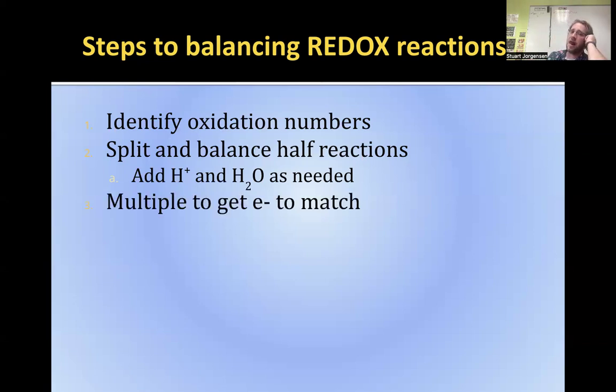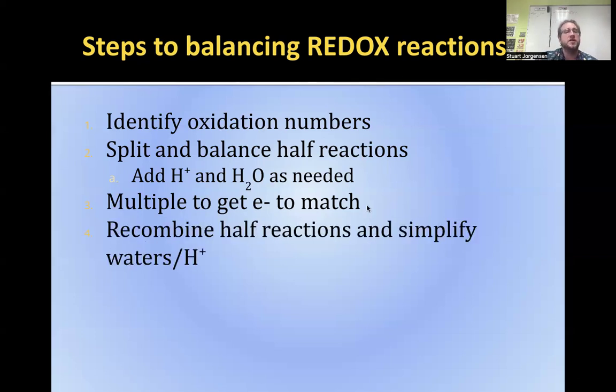Cool. Then you've got to get your electrons to match. We saw this yesterday where we multiply our two halves so that the number of electrons lost by the oxidation reaction matches the number of electrons gained by the reduction reaction. Then what? What did we do yesterday at this stage? Yeah, we put them back together. You combine them and you get to cancel out your electrons. So you recombine your halves. And then you look for spectators.